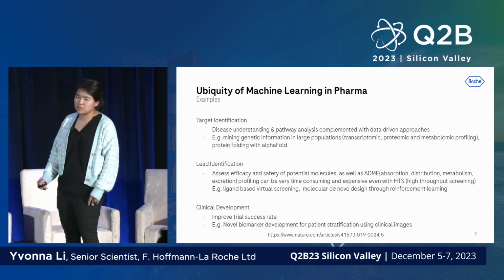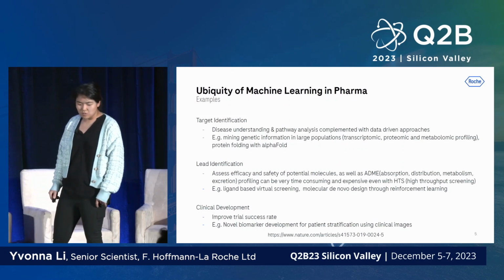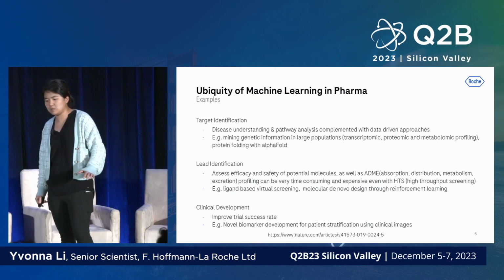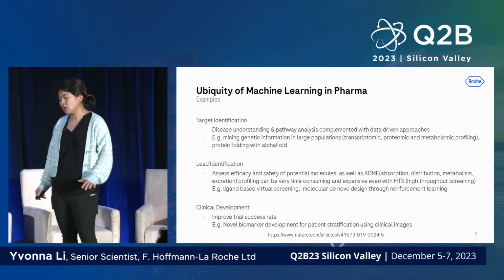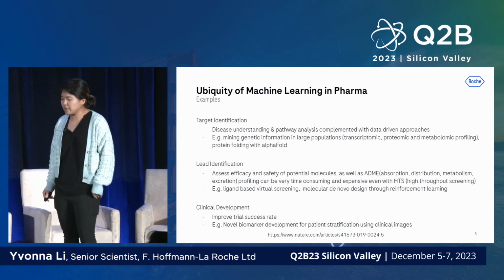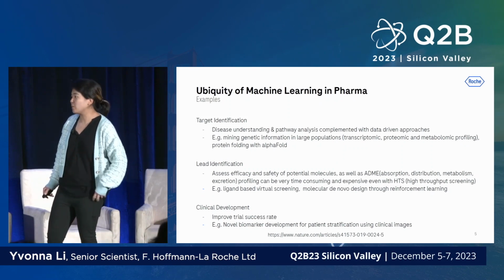And last but not least, in the clinical development phase, the ultimate goal here is usually to optimize the success rate in each of these trials, because each of these trials is rather expensive to operate, and we do want to make sure that we have the highest rate of success possible for our patients.